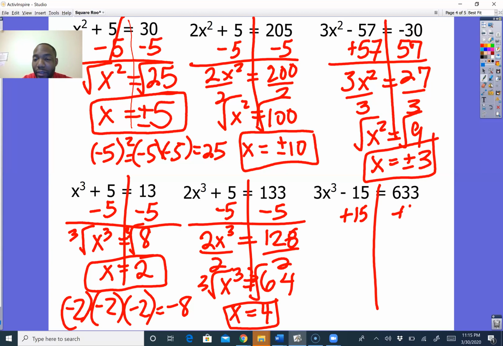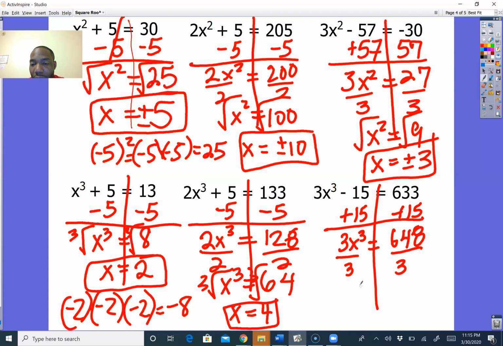And then over here, we add 15. We get 3x cubed is equal to 648. We divide by 3. We get x cubed is equal to, 3 goes into 6 2 times, and it goes into 48 16 times. Cube root of that, x is equal to 6.